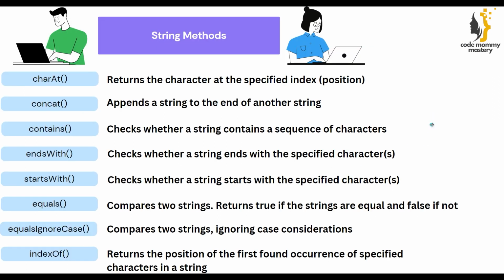As we said, the String class provides a variety of methods for manipulating and extracting information from strings, such as charAt, substring, toUpperCase, toLowerCase, and many more. For example, the toUpperCase method returns a new string with all the characters converted to uppercase. If you write hello with all lowercase and use this method, the output will be HELLO with all uppercase.